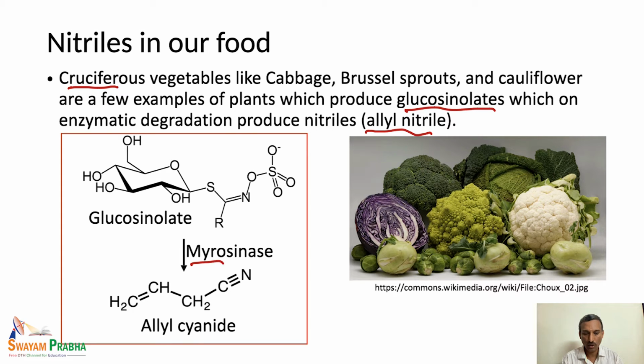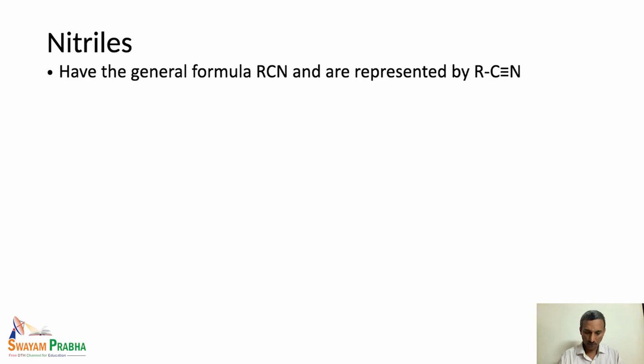One of the enzymes, myrosinase, is the enzyme which actually cleaves this compound. The glucosinolate compound is cleaved by the myrosinase enzyme to produce allyl cyanide. So this is one of the cyano compounds which is produced within our body when we consume these plants. But since these are non-poisonous, we can consume these foods without any problem.